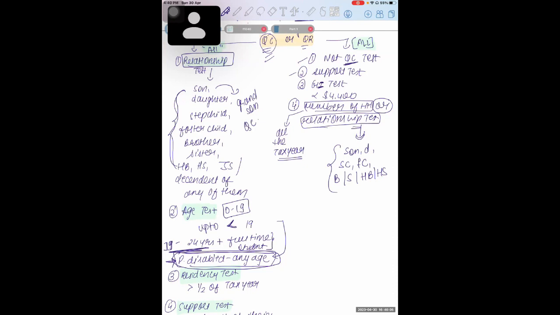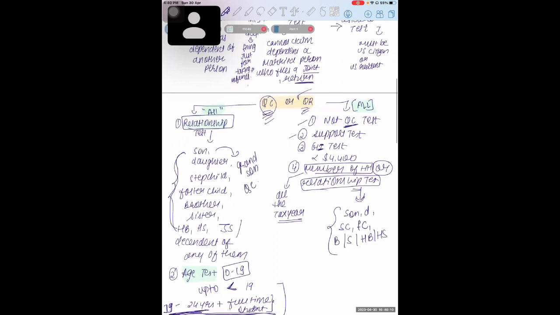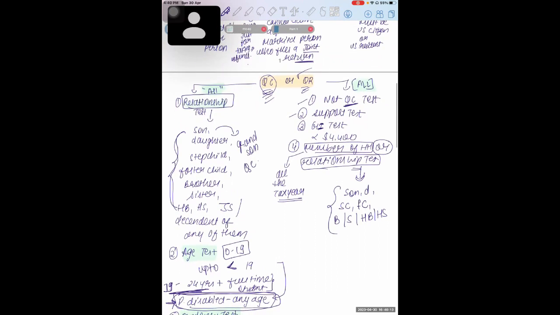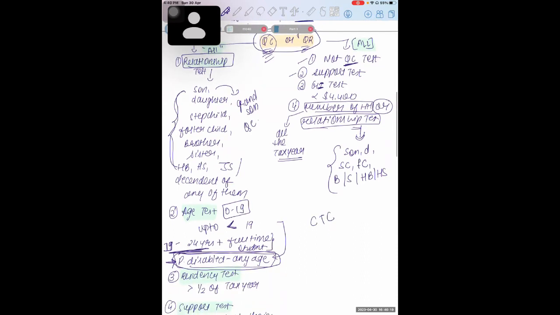Or if you're claiming that person as a qualifying child, you cannot claim them as a qualifying relative. Out of this, you can claim any one, not both. This is a simple thing. You can't take both the benefits. Either you can take the child tax credit or you can take the other dependent credit. You cannot take both the credits together. Okay, any question in this?